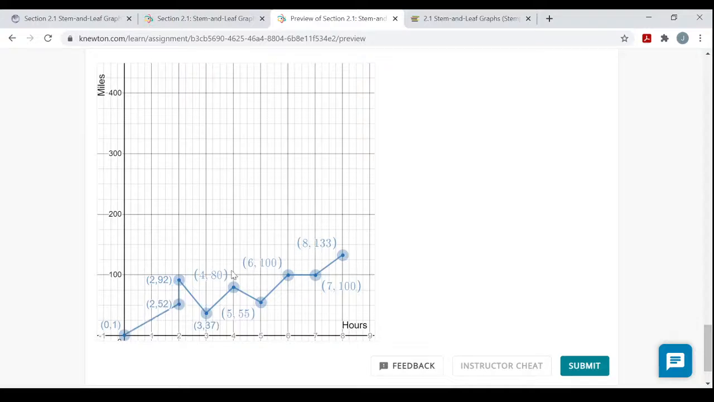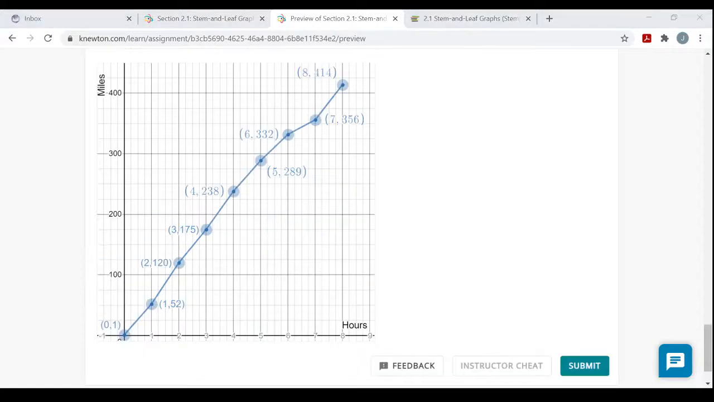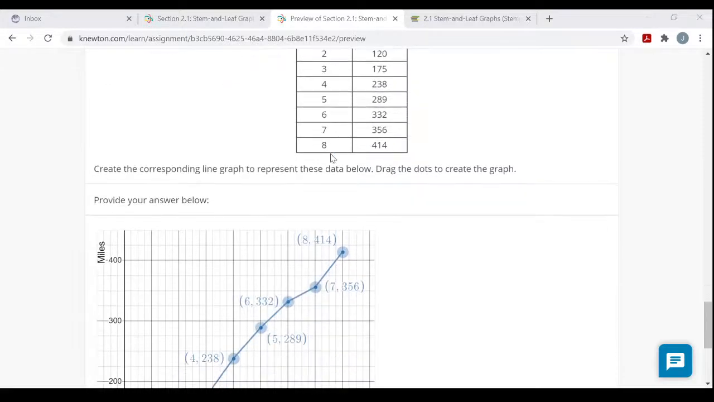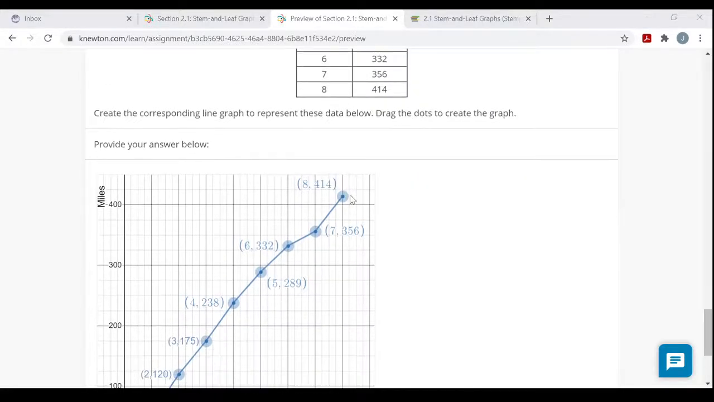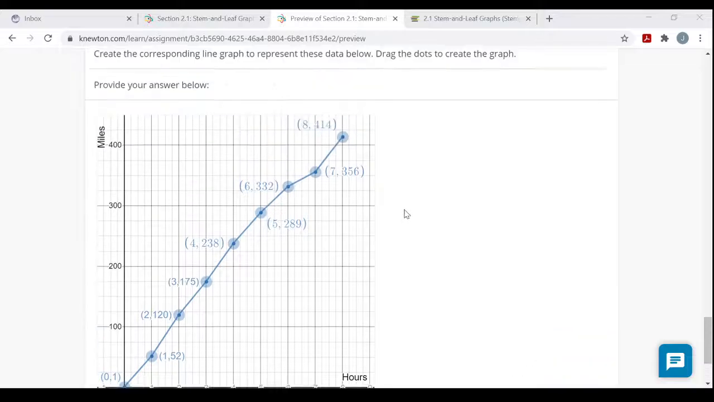And again, pretty sensitive. Oh geez, it moved on me. Pretty sensitive, this. Oh my goodness. All right, I'm going to play around with this and come back when I'm done. Okay, so I have now dragged all the dots here to their respective points, right? So you see, 8 hours later, driven a total of 414 miles. 7 hours, he's driven a total of 356, and so on from the chart.